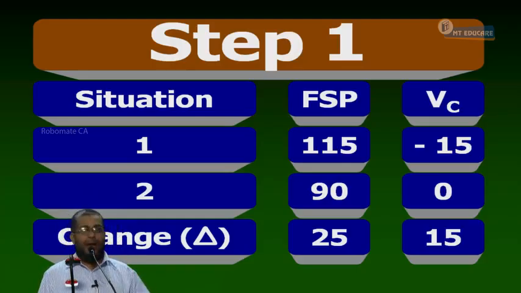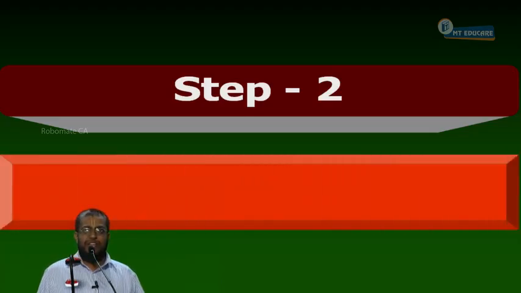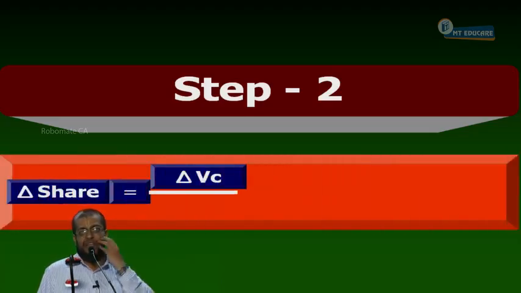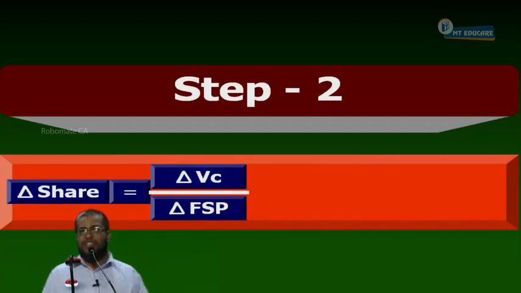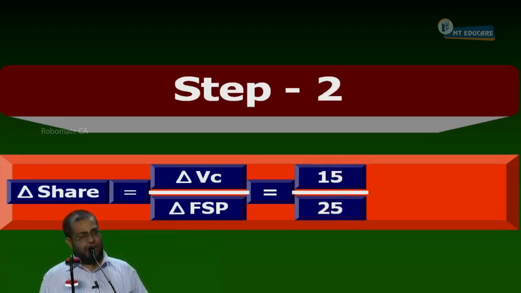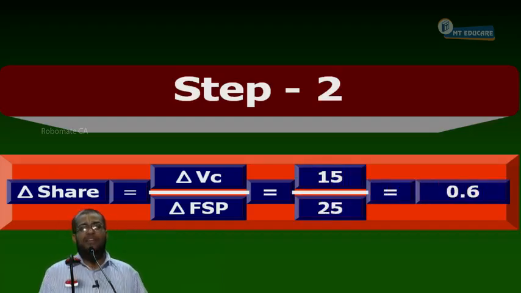Now, first step over. Step 2, delta shares. You have to participate and do along with me. Formula: delta shares is equal to change in VC divided by change in FSP. Which is equal to, I want the number. What is change in value of the call? 15 divided by 25 is equal to 0.6 shares. Delta shares is 0.6 shares.